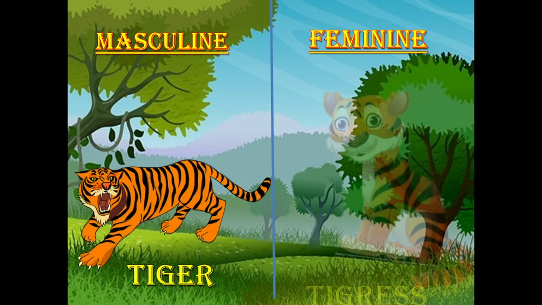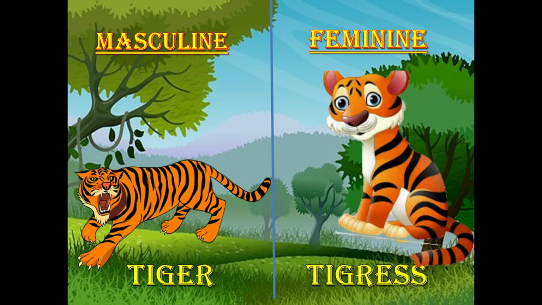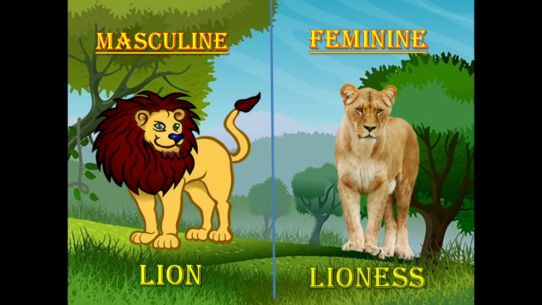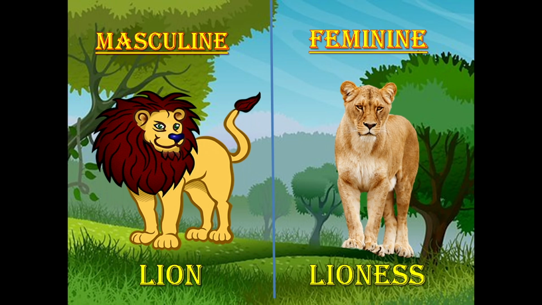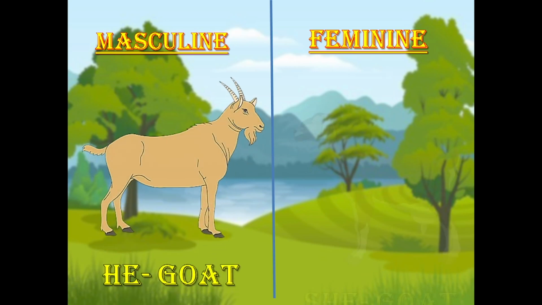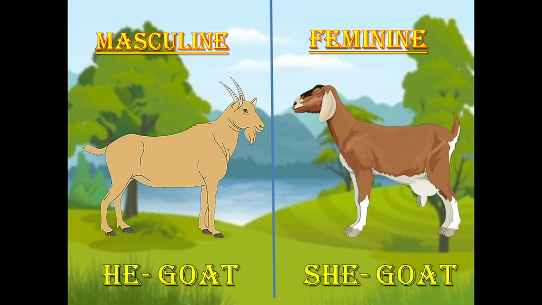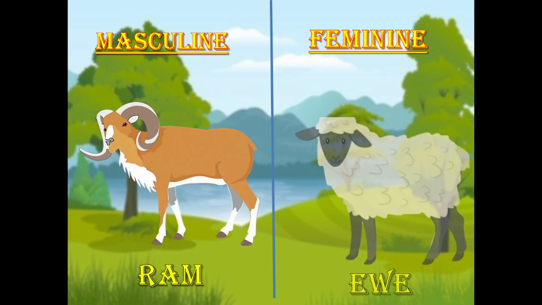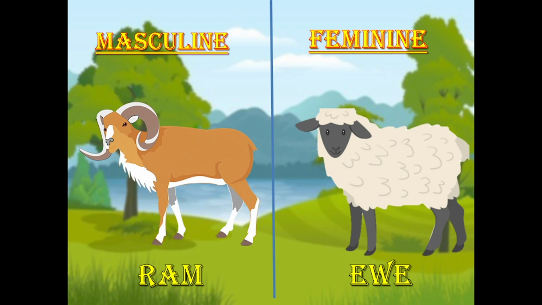Next in the queue is tiger and tigress. Yes, this is lion and lioness. Next animal is he goat and she goat. This is ram and ewe.